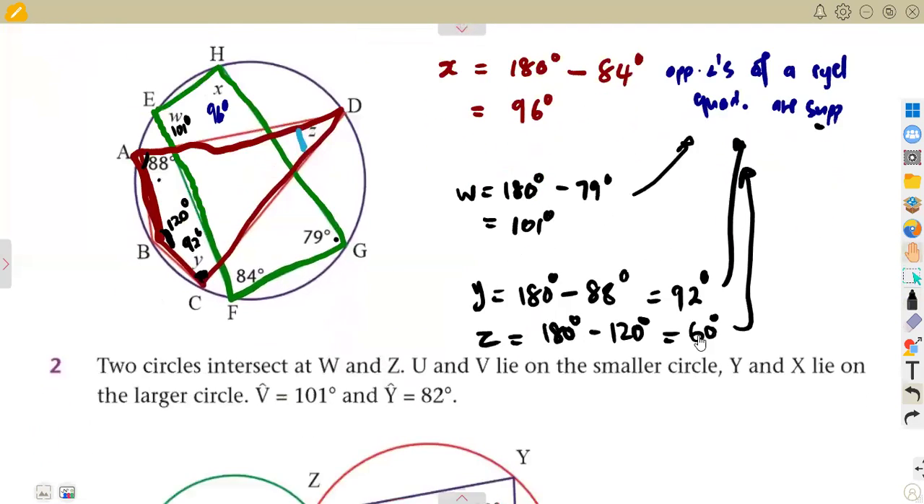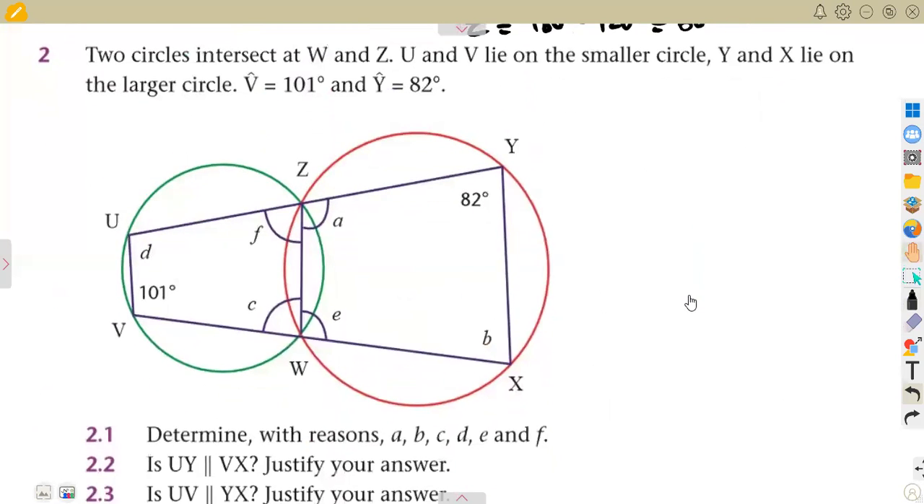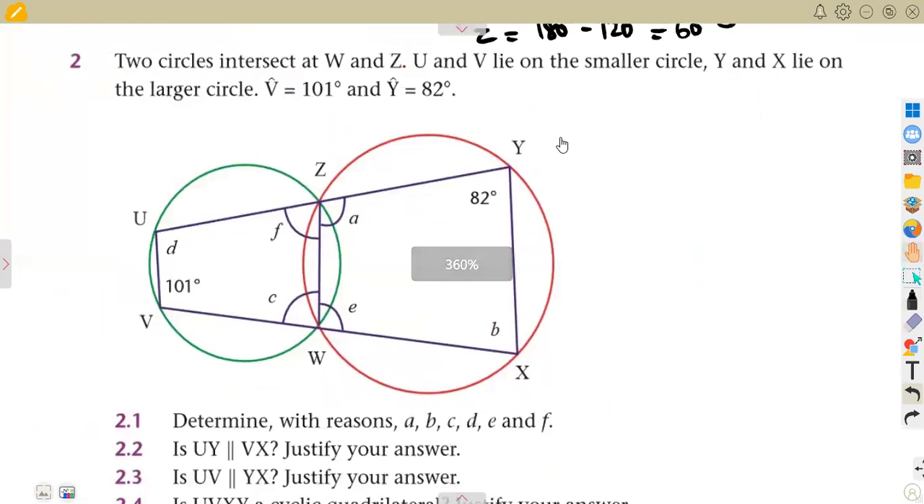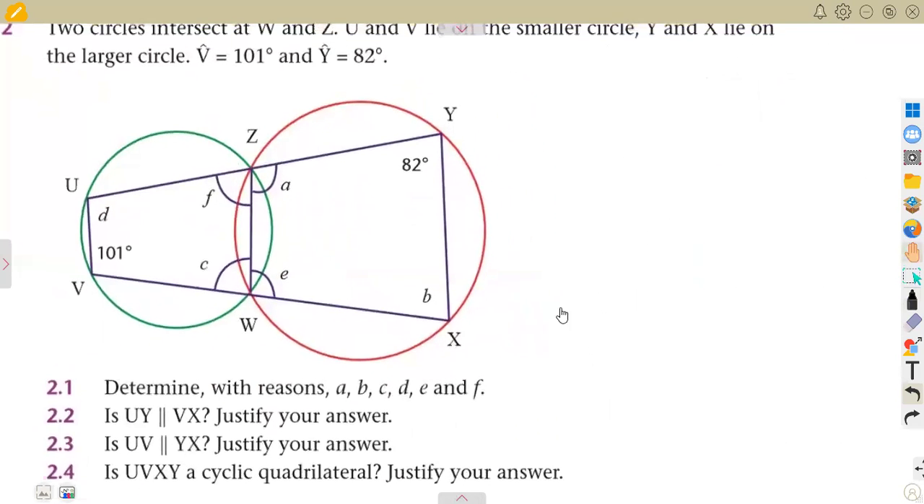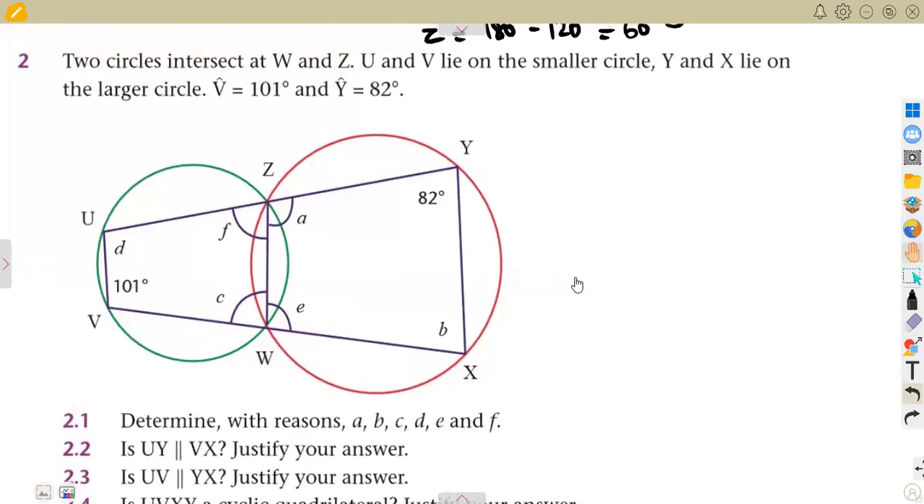All right, number two. Two circles intersect at W and Z. So these are the points as we are given. Our W is this one, and this is Z. U and V lie on the smaller circle. That's our U and V. These two points are on the smaller circle. And these ones on the larger circle. Then this is 101. This is 82. Determine with reasons A, B, C, D, E, and F.